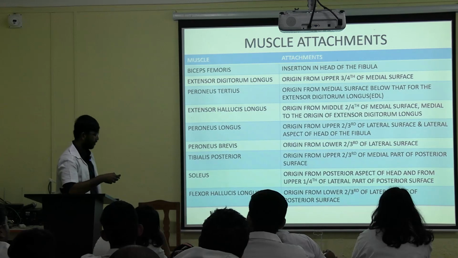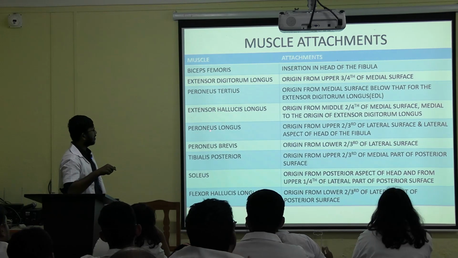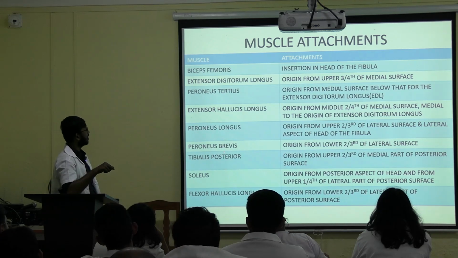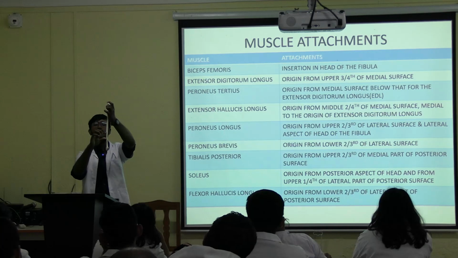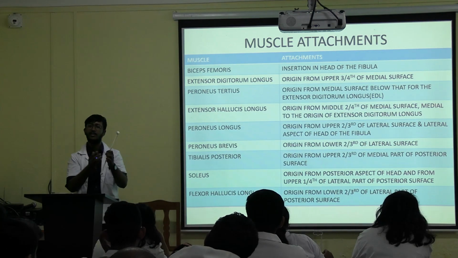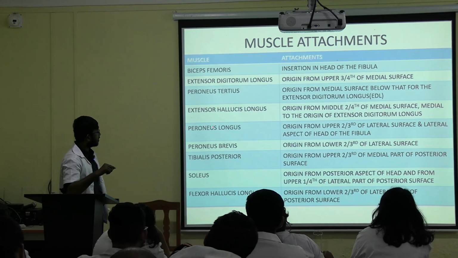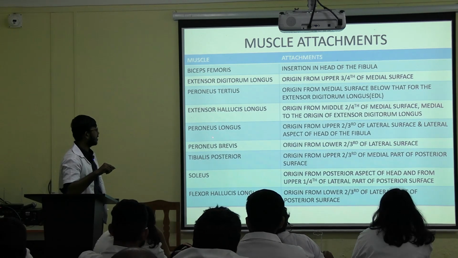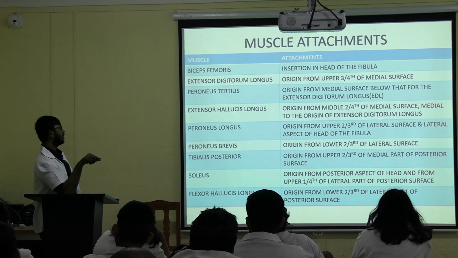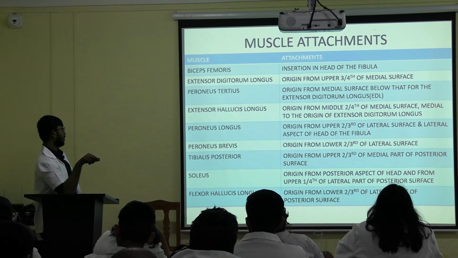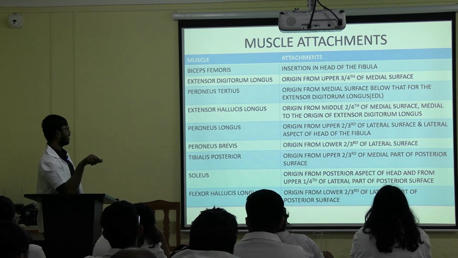extensor hallucis longus. If a name comes with peroneus, always think that this is the lateral part. Peroneus longus, peroneus brevis; only the peroneus tertius is placed laterally here, but we consider it as anterior compartment or the medial surface muscle. So peroneus always comes in the lateral part. You will see in the dissection also in the upcoming weeks. Peroneus longus originates from the upper 2/3 of the lateral surface and the lateral aspect of the head of the fibula. Peroneus brevis, it's a small muscle. It originates from the lower 2/3 of the lateral surface.